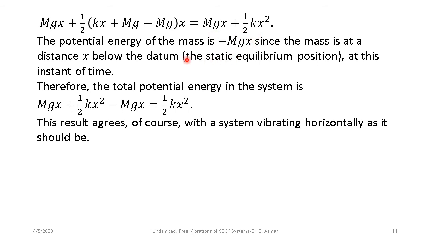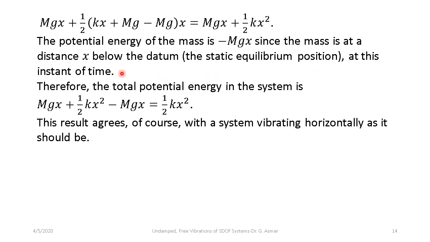The potential energy of the mass is minus mgx, since the mass is at the distance x below the datum. This is the potential energy due to a change of height. The datum is the static equilibrium position, of course, at this instant of time.